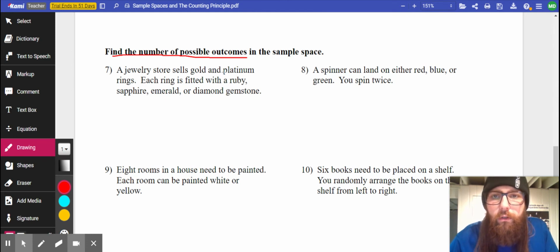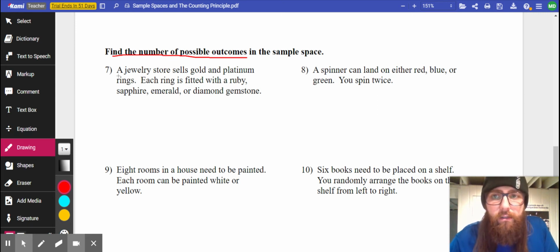Jewelry store sells gold and platinum. Each ring is fitted with a ruby, sapphire, emerald, or a diamond gemstone. Okay, so I guess this problem, you see there's not really a question here, but I guess the question is asking us, how many rings can you create at this place? And so what you want to do is break this down into as many categories as you can, and figure out how many options in each category you have.